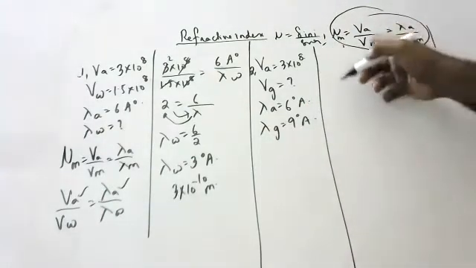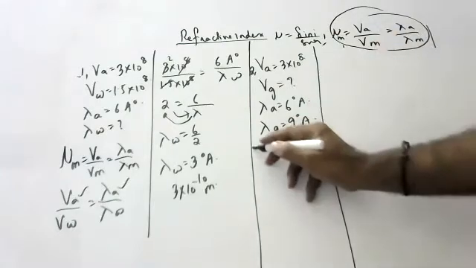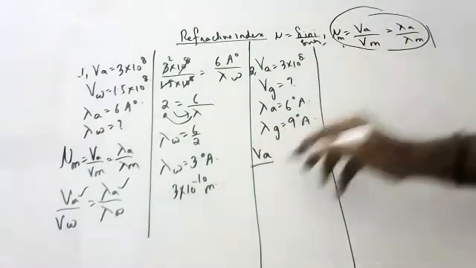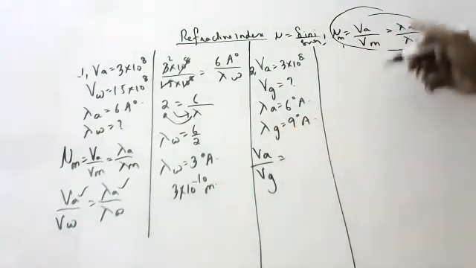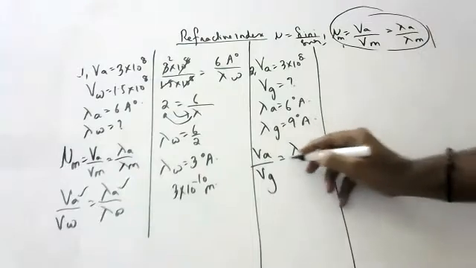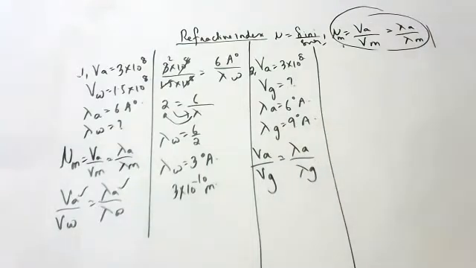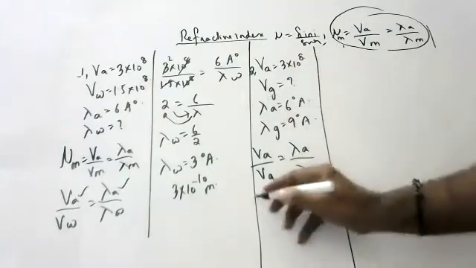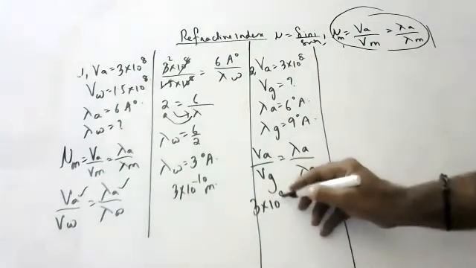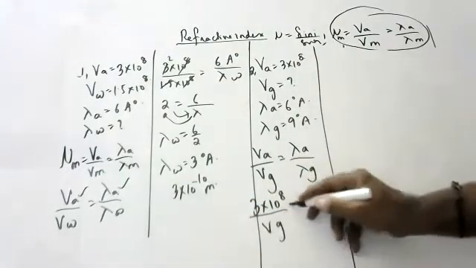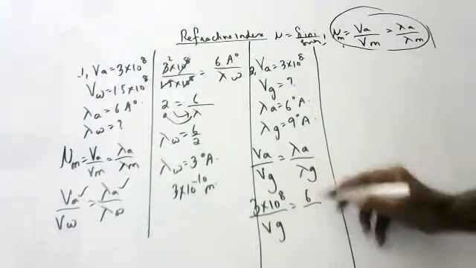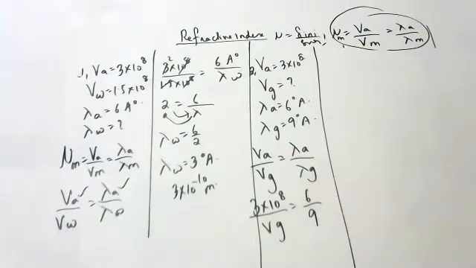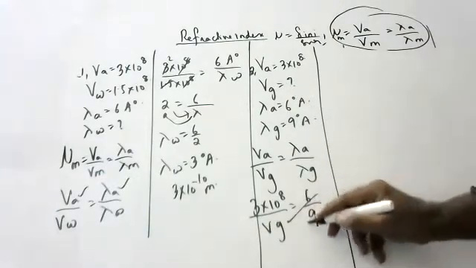Okay, what is the question? See here. Velocity of light in air by velocity of light in glass is equal to wavelength of light in air by wavelength of light in glass. Substitute the values here. Velocity of light in air is how much? 3 into 10 to the power of 8. Velocity of light in glass. Wavelength of light in air is 6. Wavelength of light in glass is 9. This goes here, this goes here.